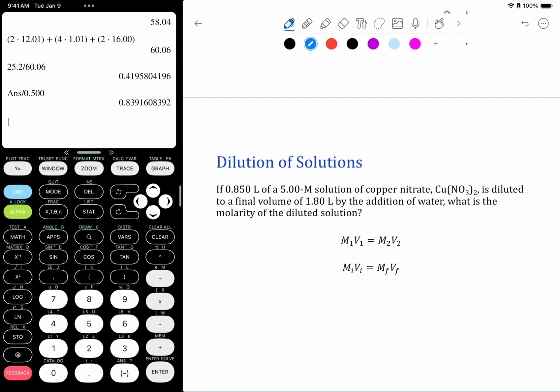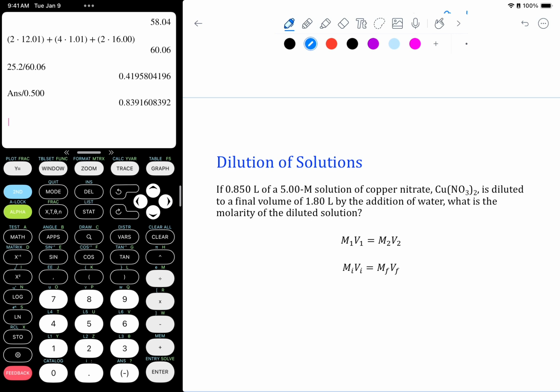If 0.850 liters of a 5.00 molar solution of copper nitrate is diluted to a final volume of 1.80 liters by the addition of water, what is the molarity of the diluted solution? I think the hardest part with dilution problems is the wording, because we see multiple molarities or multiple volumes and we don't know which is which.